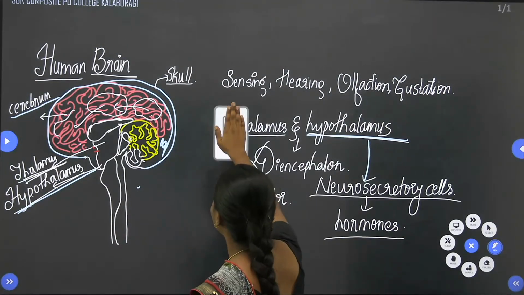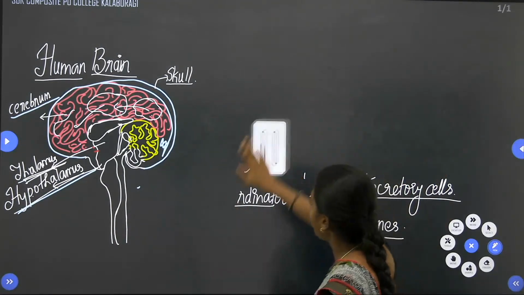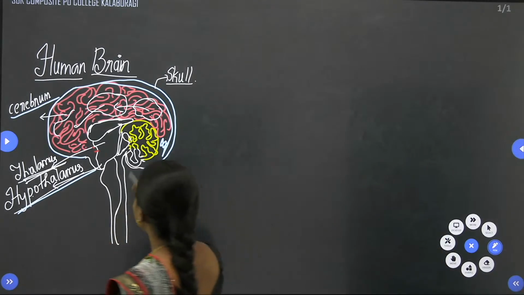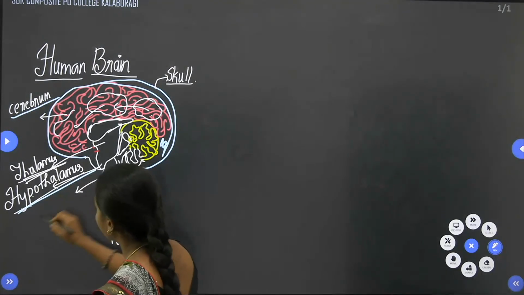Next part of the human brain is the midbrain. This constitutes the midbrain.